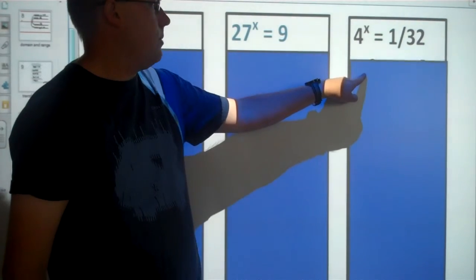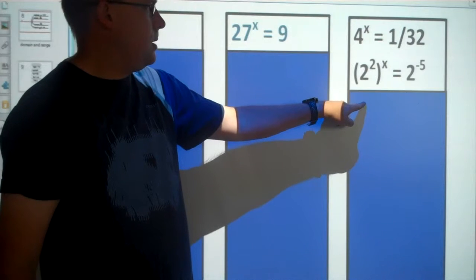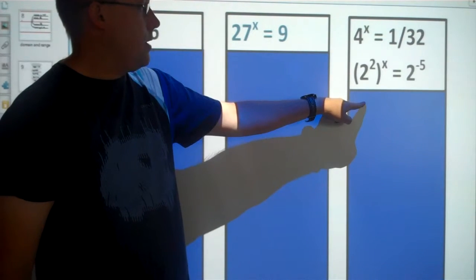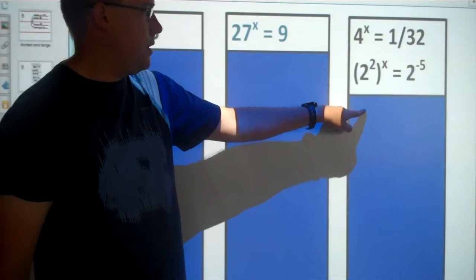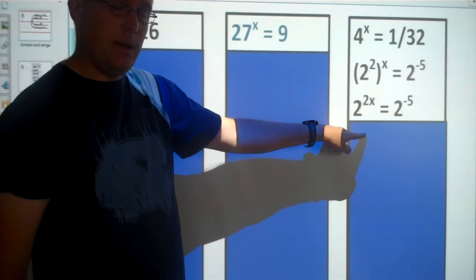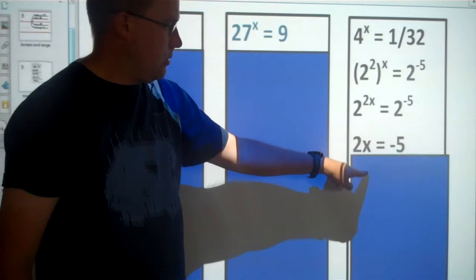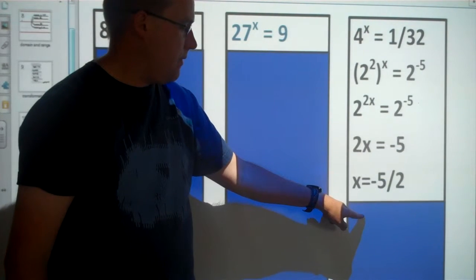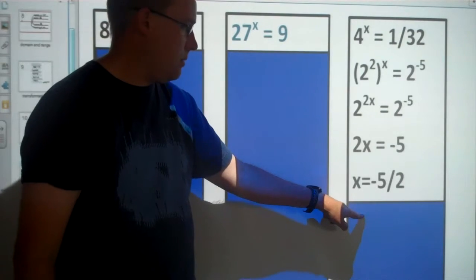Our last one looks more complicated because we've got a fraction in here. These are both 2 to the power of something. 32 is 2 to the power of 5, so 1 over 32 must be 2 to the power of negative 5. Power to a power will multiply, set the exponents equal to each other, and then go ahead and solve. x to the power of negative 5 over 2. We could check that answer as well.